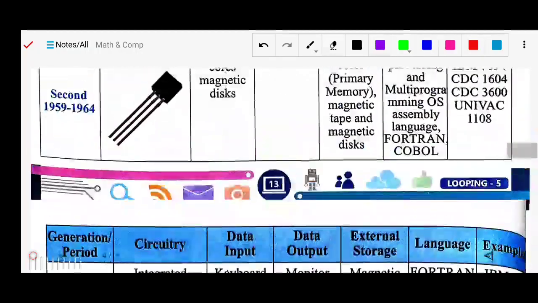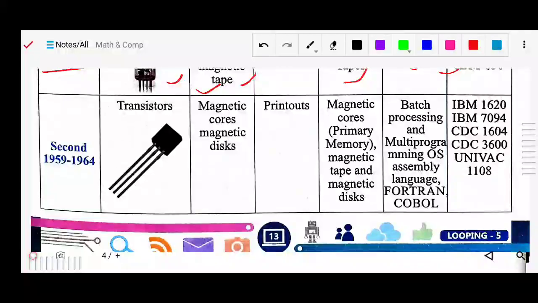Next, the second generation computer, which we call 2G also. First generation 1G, second generation 2G. It is the year 1959 to 1964, and the technology used was transistors. For data input, magnetic cores and magnetic disc were used. We get output from the printouts. External storage means where we store the data externally. Magnetic cores are called primary memory. Magnetic tapes and magnetic discs are the same. And which language was used? Assembly language.